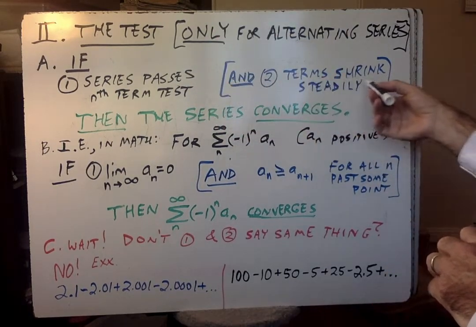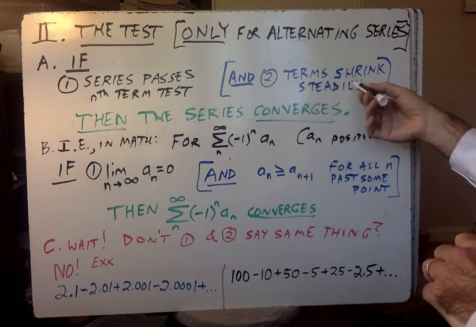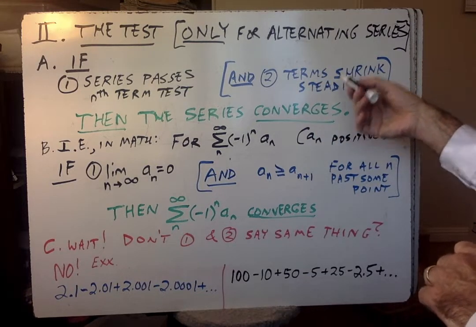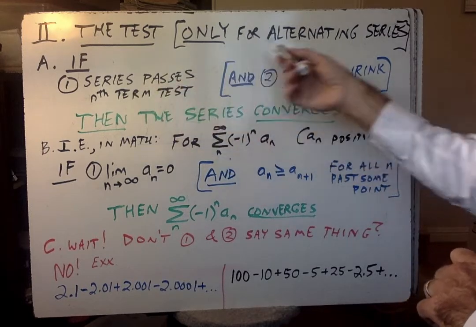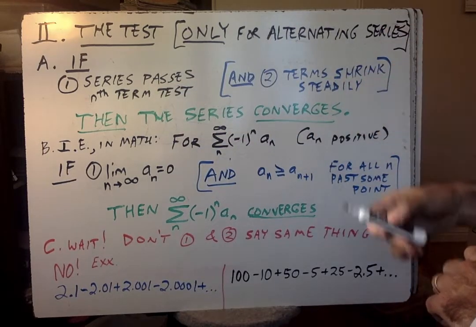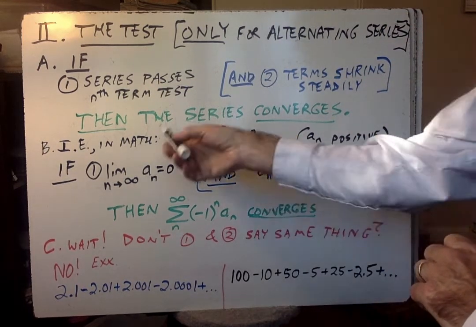However, there's this second thing. The terms have to shrink steadily, and I'll explain what that means in a minute. If a series passes this one and fails this one, it tells you nothing, but we'll come back to that later. All right, here it is in math terms.